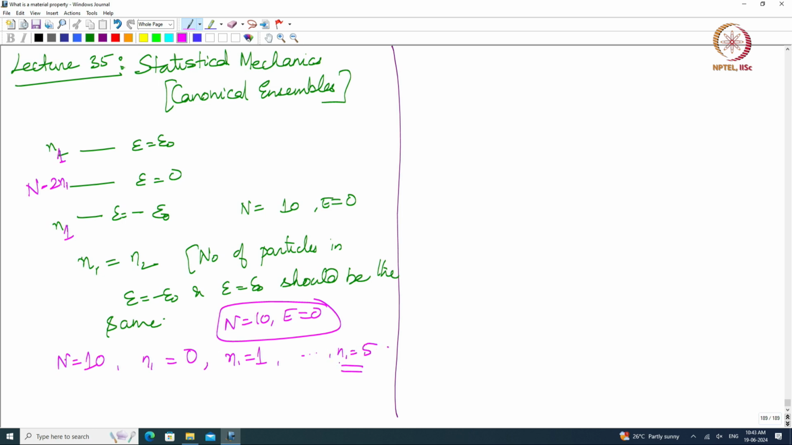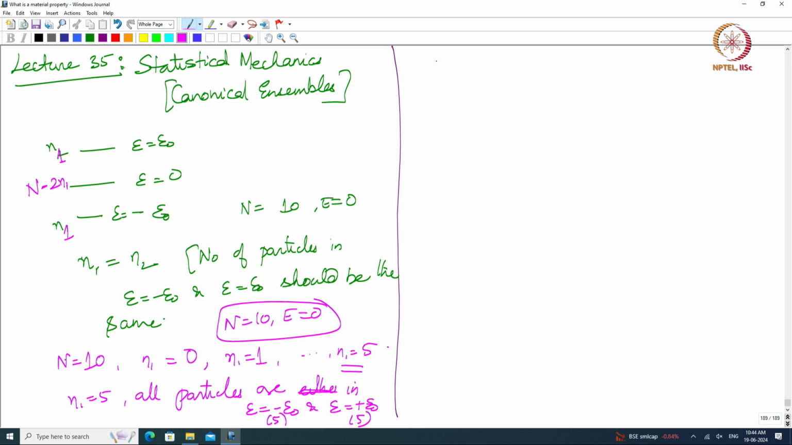So, when n1 equal to 5, all particles are either in epsilon equal to minus epsilon naught or epsilon equal to plus epsilon naught, and none of them are in epsilon equal to 0, right. And that is divided equally, right. So, 5 here and 5 there, that is 5 particles here and 5 particles there, right. So, that is an equal division.